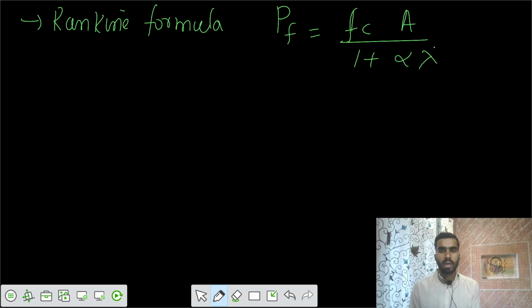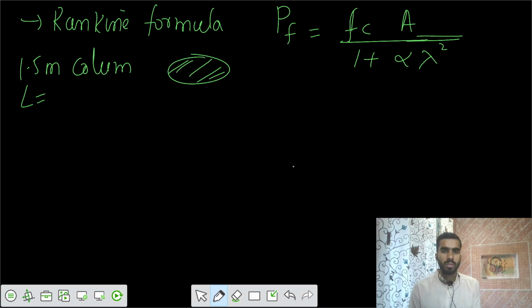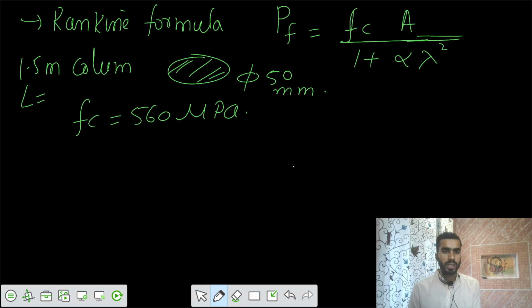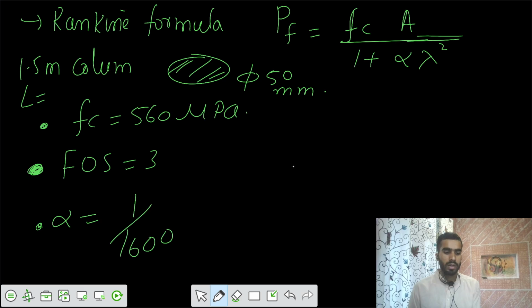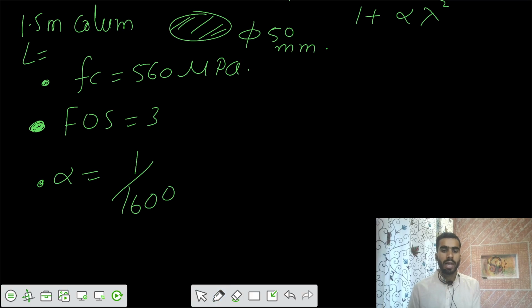Now we have a long column, 1.5 meter in length, with a circular cross section of diameter 50 millimeter, and fc of the material is 560 megapascal in compression. We have to use a factor of safety equal to 3, and alpha equals 1 by 1600.